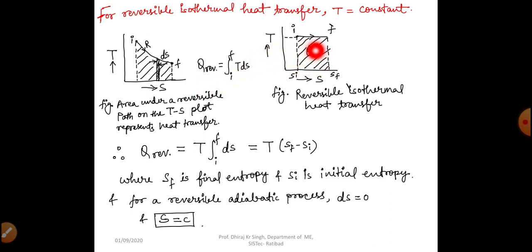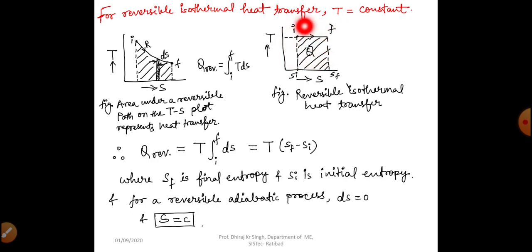Now we can see for reversible isothermal heat transfer, this process is an isothermal process because temperature is constant throughout the process. So what will be the heat transfer in an isothermal process, and why are we interested in finding it out? Because in the Carnot cycle heat is supplied isothermally and heat is rejected isothermally. That's why we want to find out the heat transfer in an isothermal process.